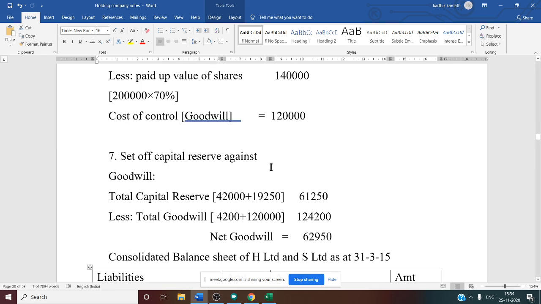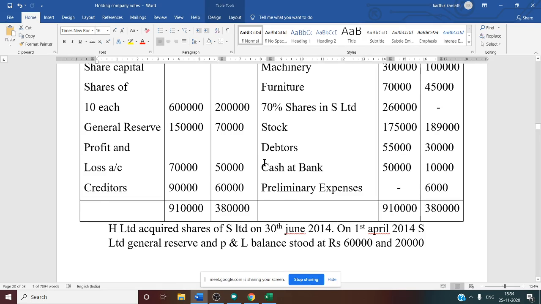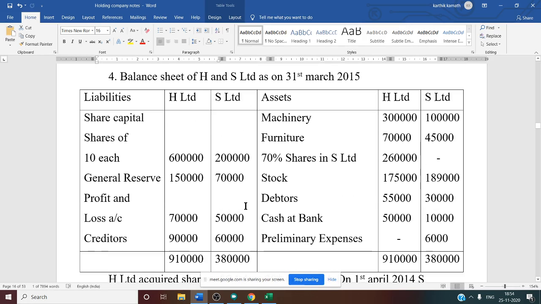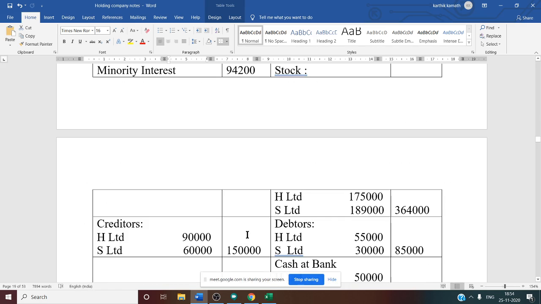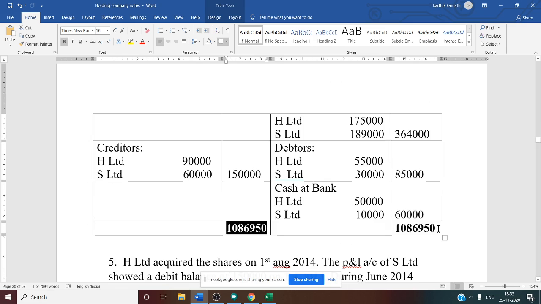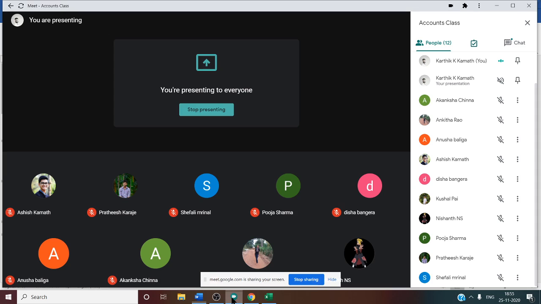Let us see that once again, we'll see the question now. See this. Creditors 90,000 is of H and S is 60. Directly we can write because there is no intercompany transaction. So total creditors will be 1,50,000. And now we can easily find both the side totals. What is the total of both sides of the final balance sheet? 10,86,950. So this is how we are going to solve the problem. Any doubt?